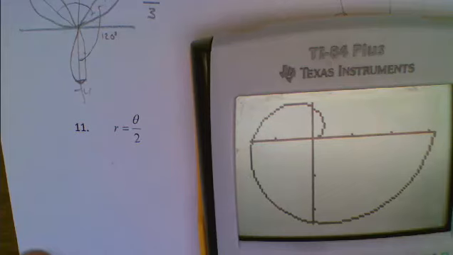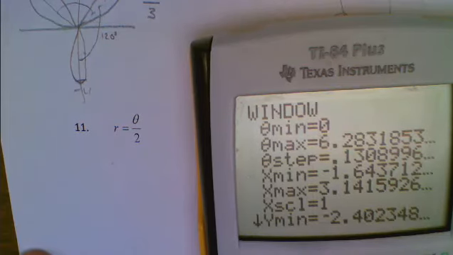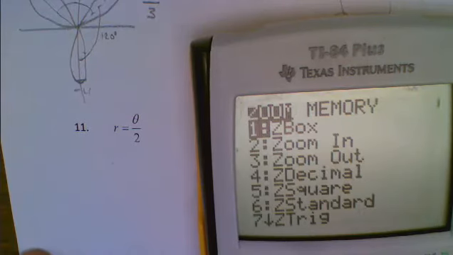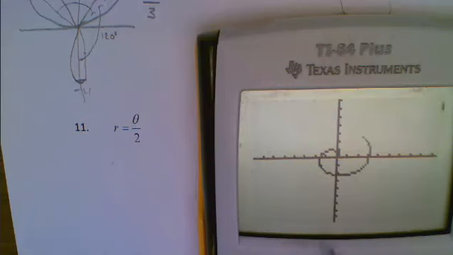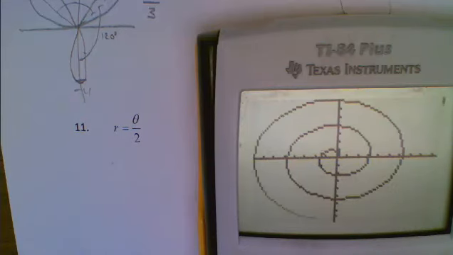And if you want to see more of that, you definitely could make this go to, you know, 6 pi or something, make it go longer into a zoom fit, so that you could see that it is spiraling as you go around. So it's another spiral. It quits here because the window has changed.